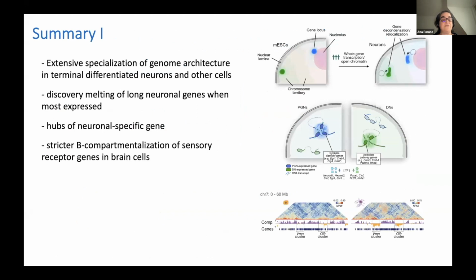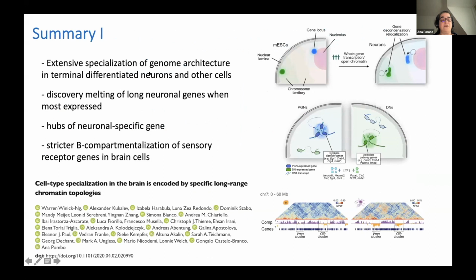Just finally, to summarize, we show extensive specialization of genome architecture. We discover the melting of long neuronal genes, hubs of neuronal specific genes, and also stricter B-compartmentalization of sensory receptor genes in brain cells.